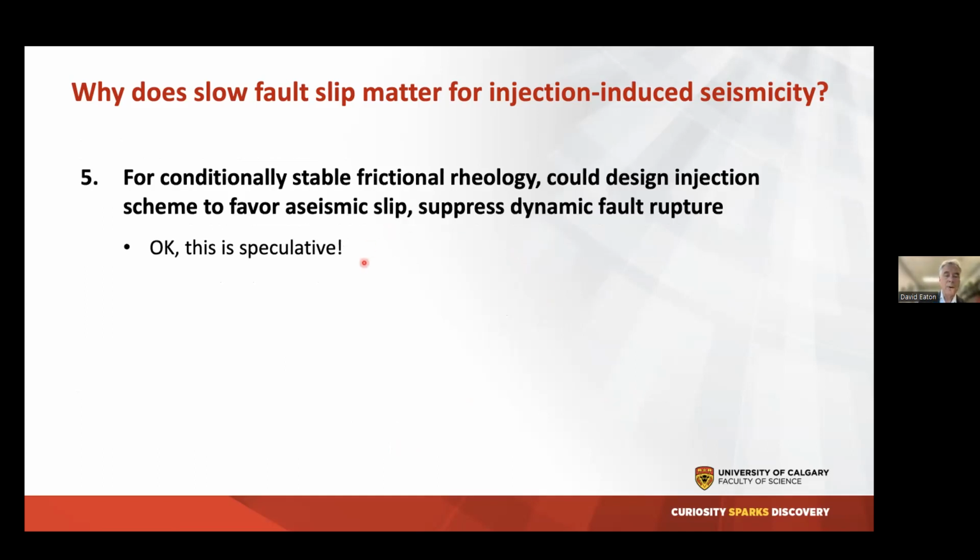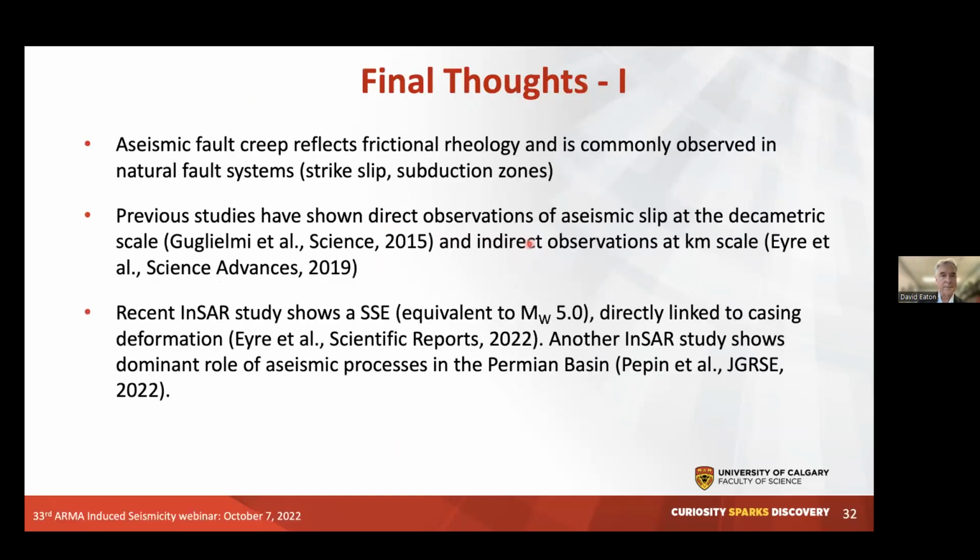And finally, I'll go out on a limb and be really speculative here, but if slow slip events are occurring in conditionally stable frictional rheology, then perhaps it might be possible, if we really understand the physics, to design injection schemes that favor aseismic slip and therefore suppress dynamic fault rupture. So this is admittedly pie in the sky, but something that I think is worth considering.